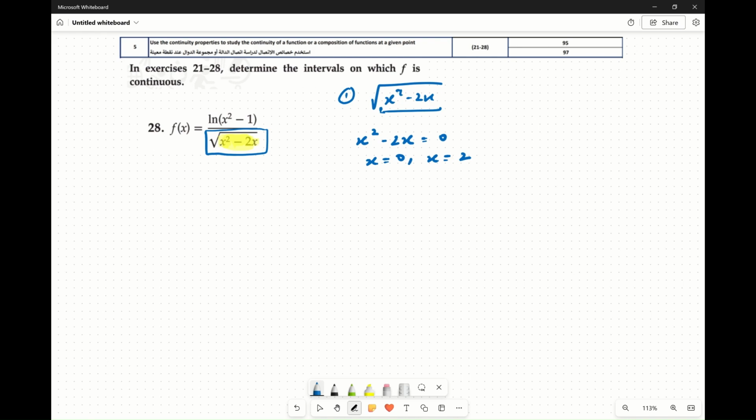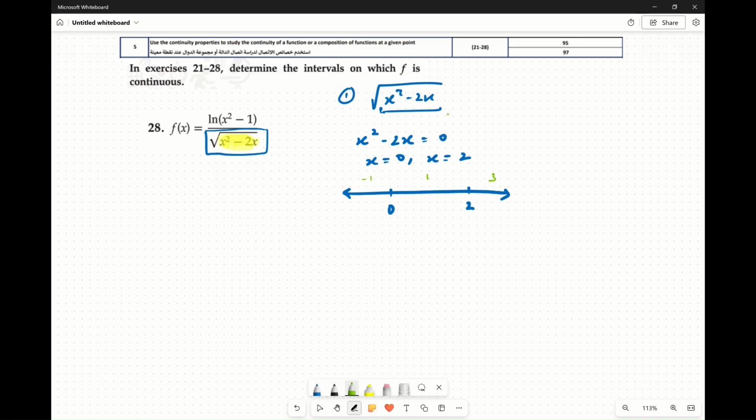So this means I will draw a line. I will put 0. I will put 2. And now I will start taking test points before and after. So before 0 I can take minus 1. Between 0 and 2 I can take 1. After 2 I can take 3.